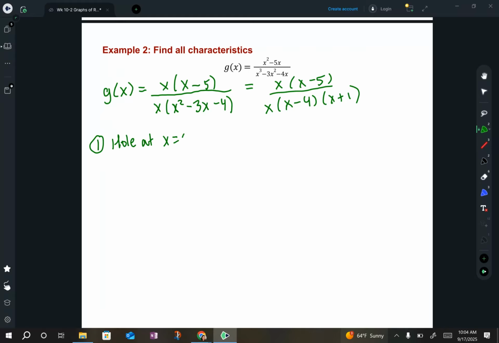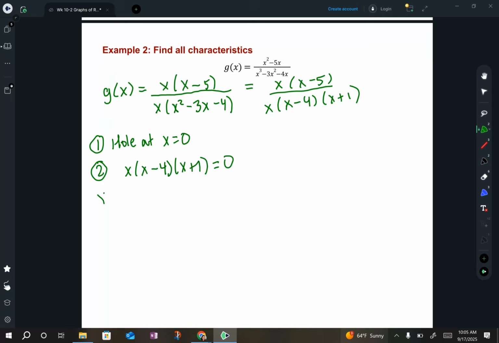All right. Let's talk about the domain. Let's set the denominator equal to 0 and figure out what's not in the domain. So x minus 4, x plus 1 equals 0.